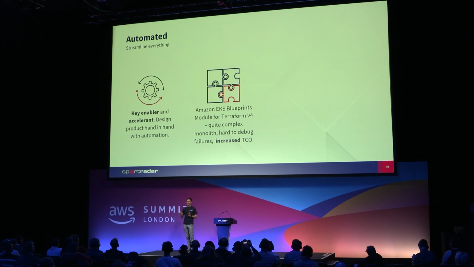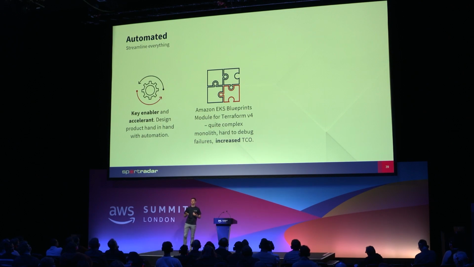So we started off with the EKS Blueprints module v4, and after a couple of iterations, it turned out, at least for our complex clusters, to be quite a big, complex monolith. And it was really hard to debug different failures in Helm deployments, or maybe even in applying Terraform infrastructure. So it actually started to increase our total cost of ownership, which is exactly the opposite of what we were trying to do.